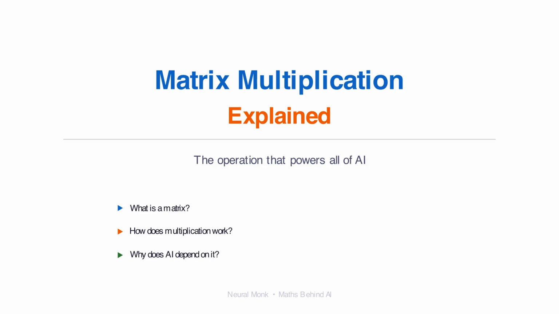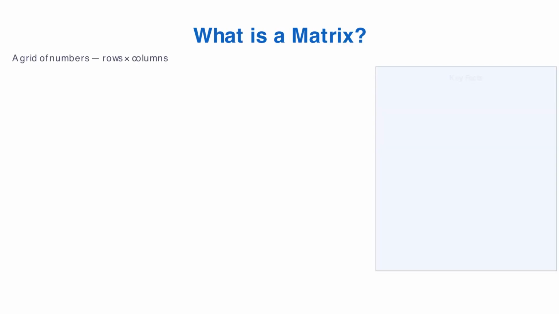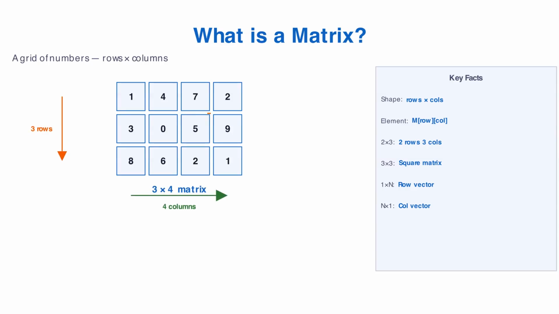Let us begin. A matrix is simply a rectangular grid of numbers. That is it. A table arranged in rows and columns. When we say a matrix is 3 by 4, we mean 3 rows and 4 columns. The number at row 1, column 2 is written M(1)(2). We count from 0.